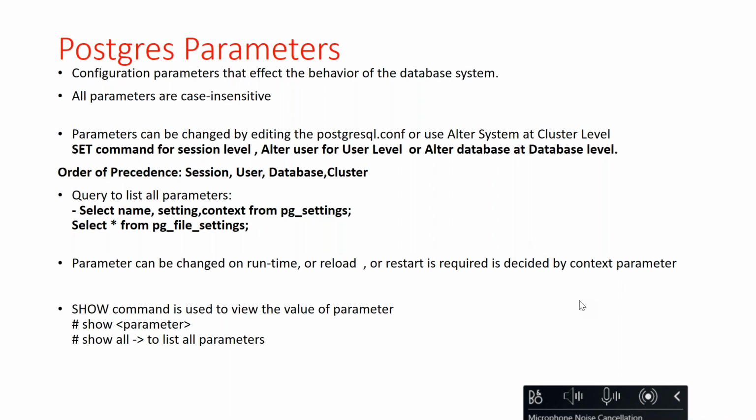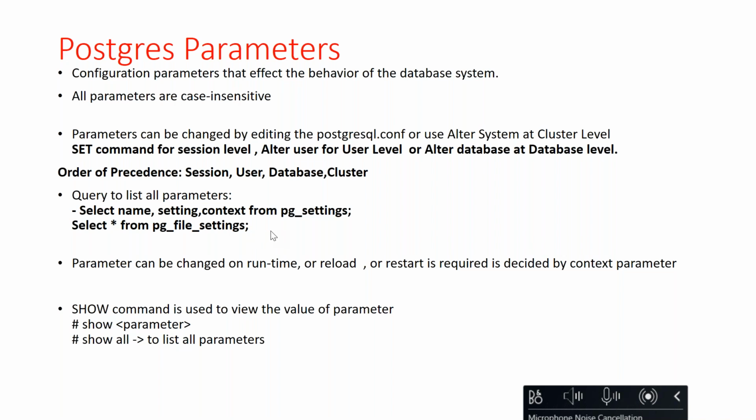So if a user has made 100 connections, and I set it at the session level for only one session, then only that session will have more memory. So it can be at the session level, user level, and database level. Some parameters can only be set at the cluster level, like the number of connections to a database, or the total size of the shared memory. And there can be many; we'll discuss all these things.